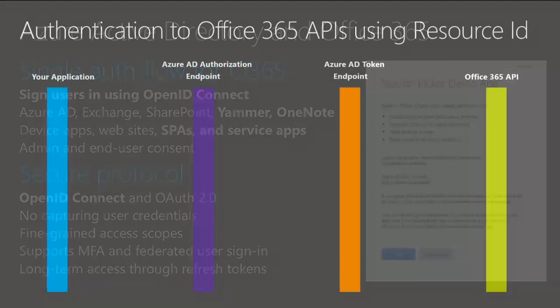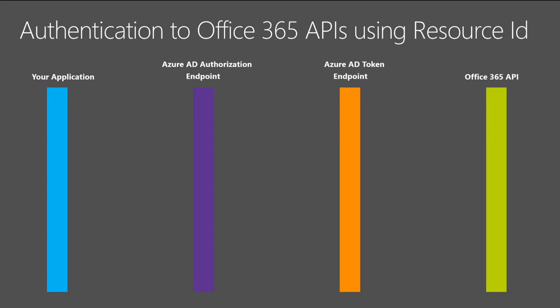So I'm actually going to go really quickly and describe the flow, how OpenID Connect and OAuth work, in a quick protocol diagram. On the left-hand side, you'll see your application. And this is pretty much true for all application types. There's some variations depending on the type. But whether it's a device app or a web app, you've got your application on the left-hand side. And on the right-hand side, you have an Office 365 REST API.